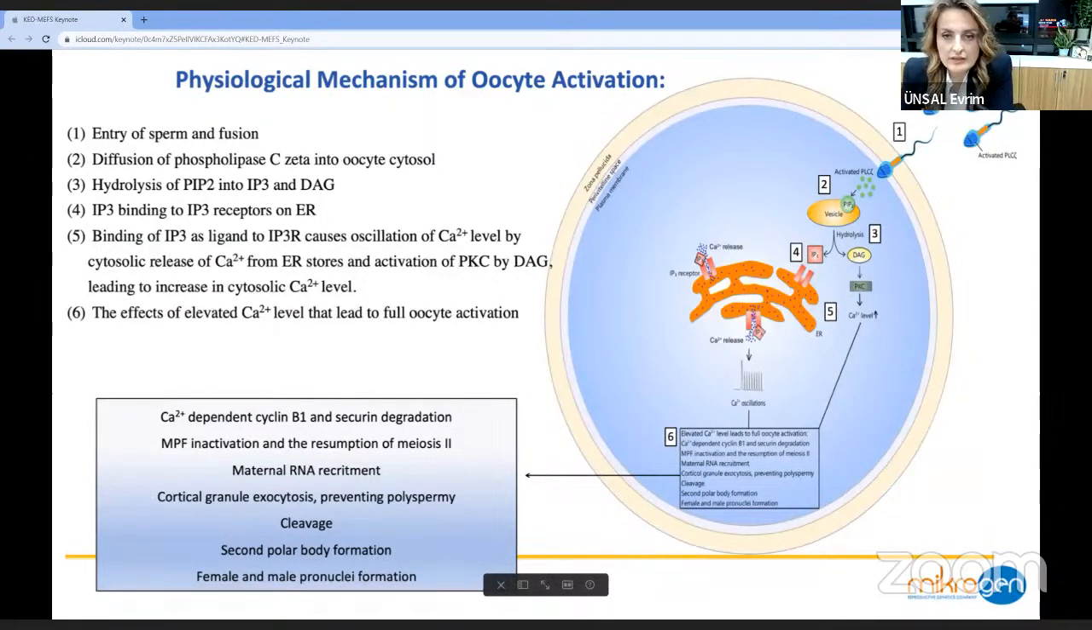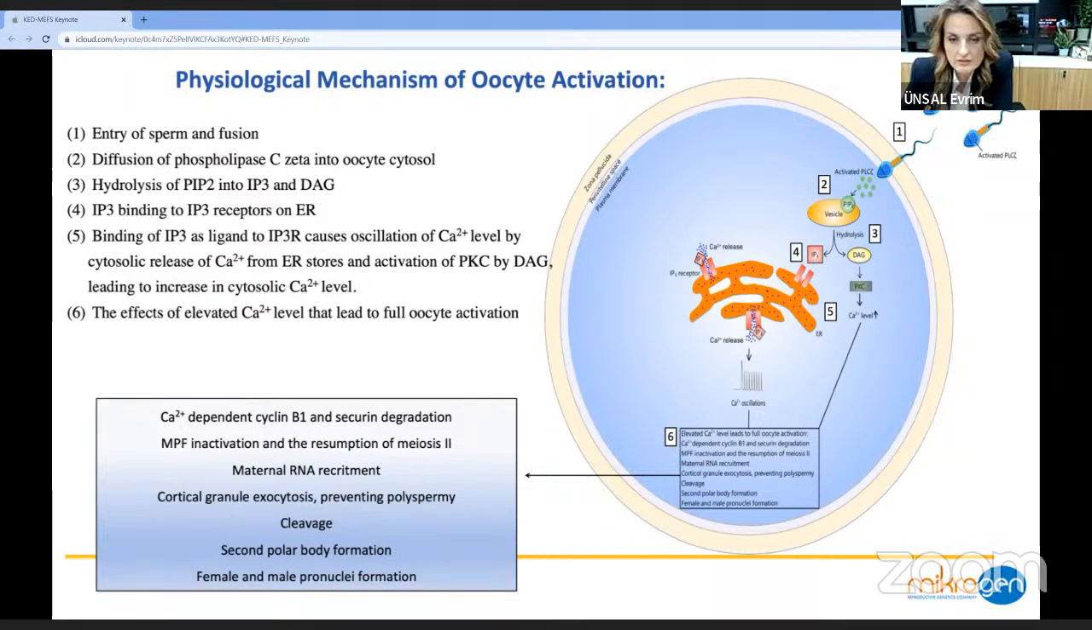It's generally accepted that oocyte activation in mammals is a complicated and spatiotemporally regulated process triggered by the entry of the sperm. Several minutes after sperm-oocyte plasma membrane interaction, intracellular calcium oscillations flowing from the endoplasmic reticulum are induced by the release of soluble sperm factors named phospholipase C-zeta. I will say it as PLC-zeta from now on.